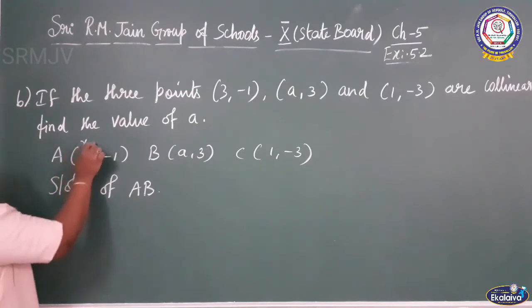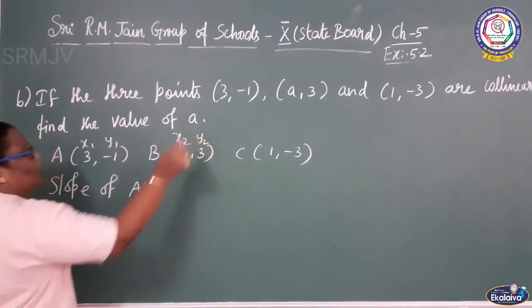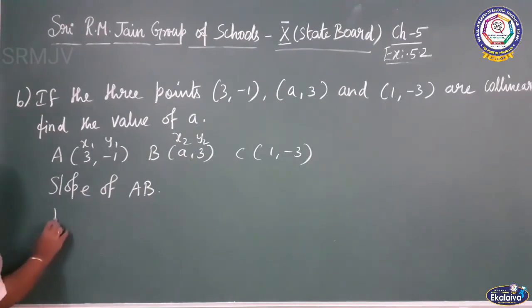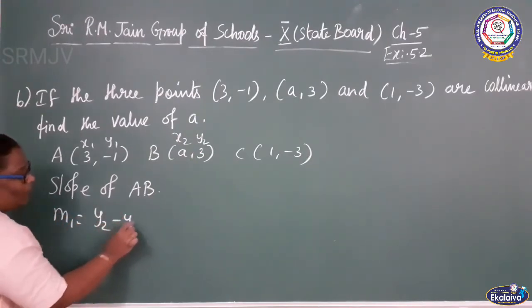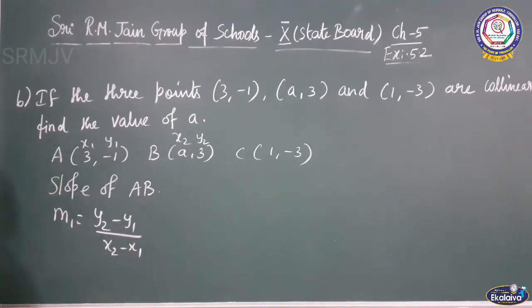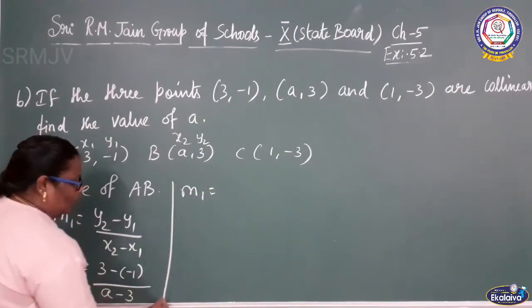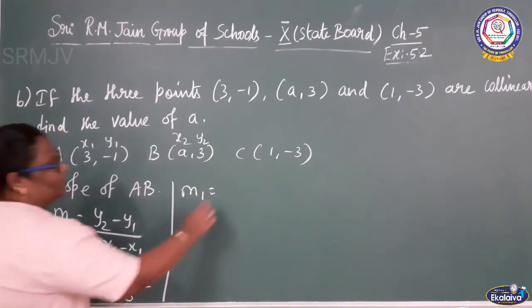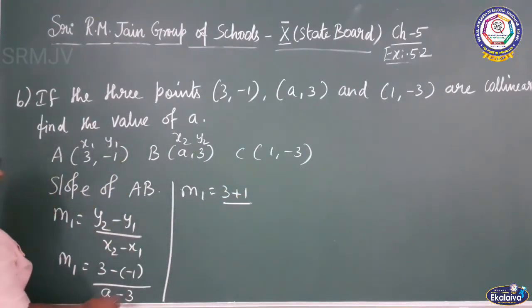So this is x1, y1, x2, y2. What is the formula? M1 equals (y2 minus y1) by (x2 minus x1). So M1 equals y2, what is the value of y2? 3. 3 minus of minus 1 by A minus 3. So it gives M1 equals 3 plus 1 by A minus 3. Next, you should find out the slope of BC.